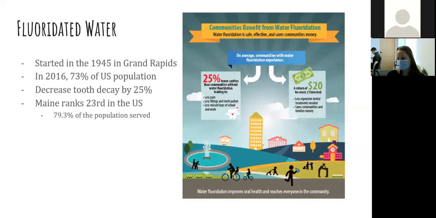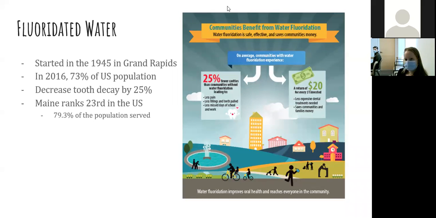And Maine ranks 23rd in the US, which means about 79% of our population is served by fluoridated water. Does anyone want to hazard a guess as to which state has the best rate of access to fluoridated water? Anyone? Residents in the room? No, in the US, which state? Yeah, has the best access?